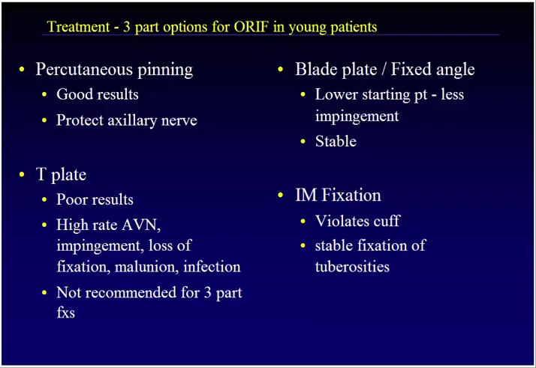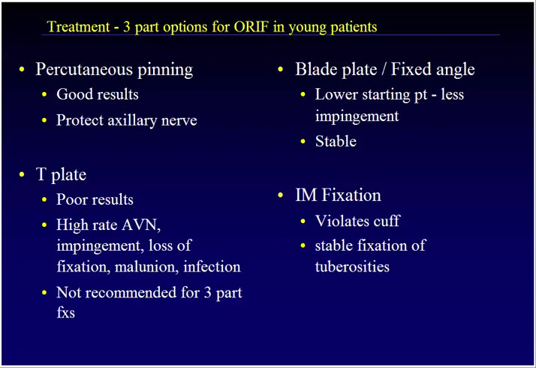What about the 3-part fracture in the young patient, however? These are ones that we would not think would do well with a prosthetic replacement of the proximal humerus, and ORIF is indicated. You can do percutaneous pinning. It has the benefit that it does protect the axillary nerve and prevents complications from a big wound and big dissection. You can use plate fixation.